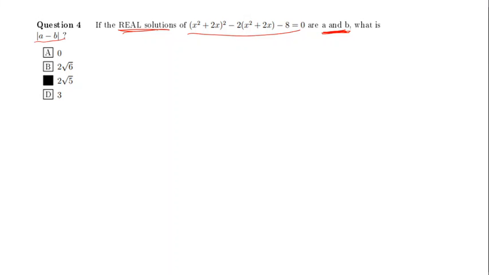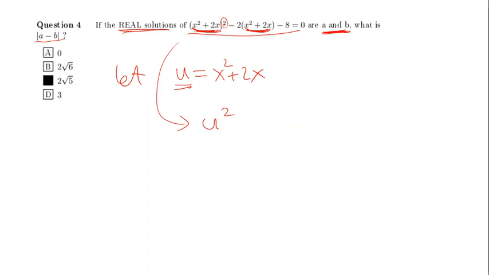The first thing we can notice is we have this term here and this term. These terms are the same, and one of them is squared. So it's better we replace these with a new variable. Let's call it u equal to x squared plus 2x. So now this becomes u squared minus 2u minus 8 equal to 0.